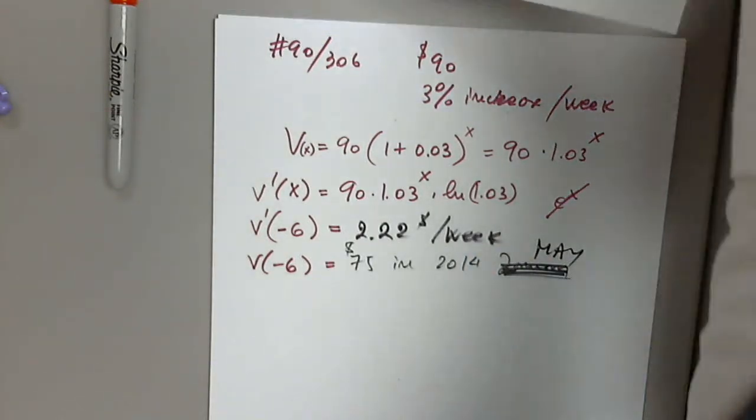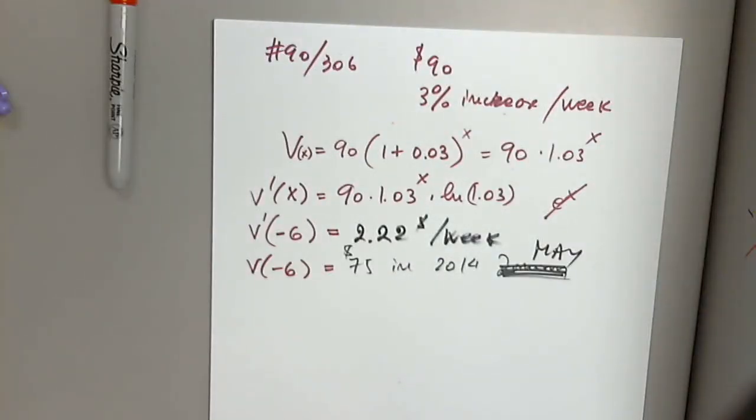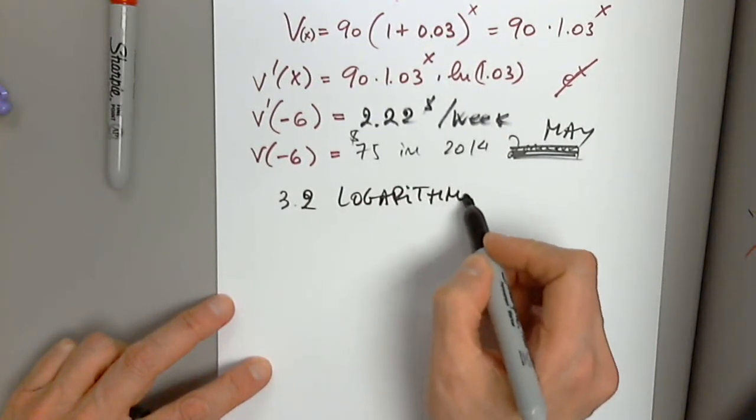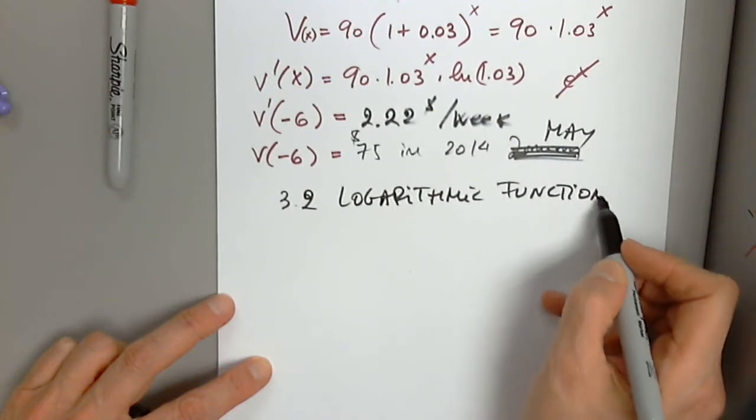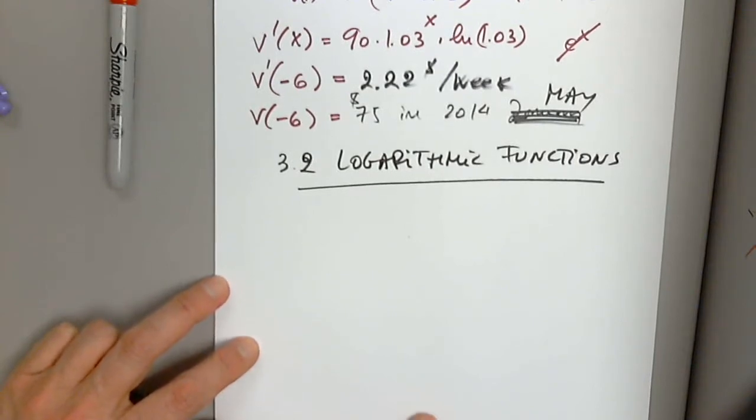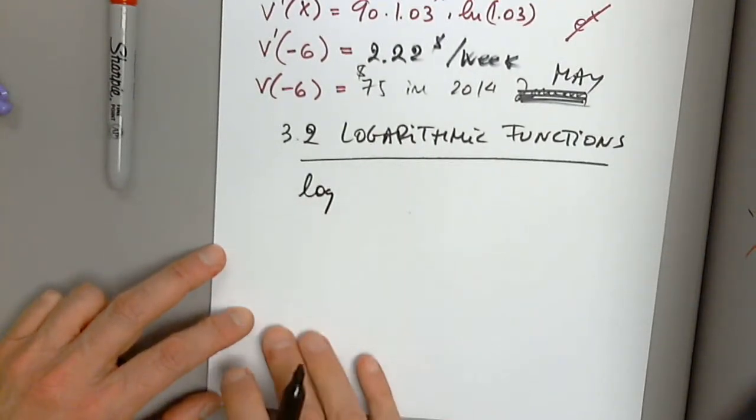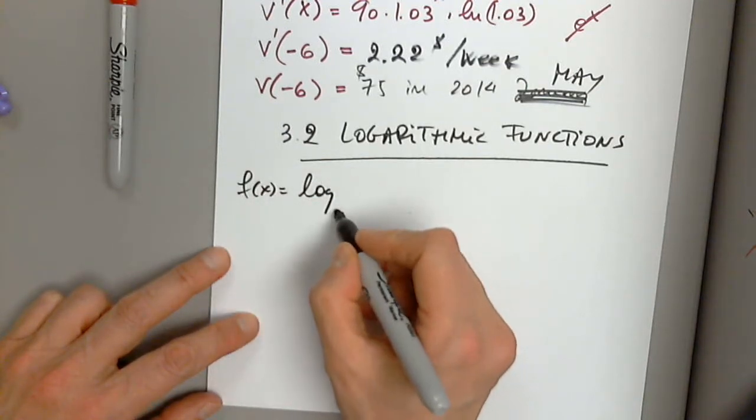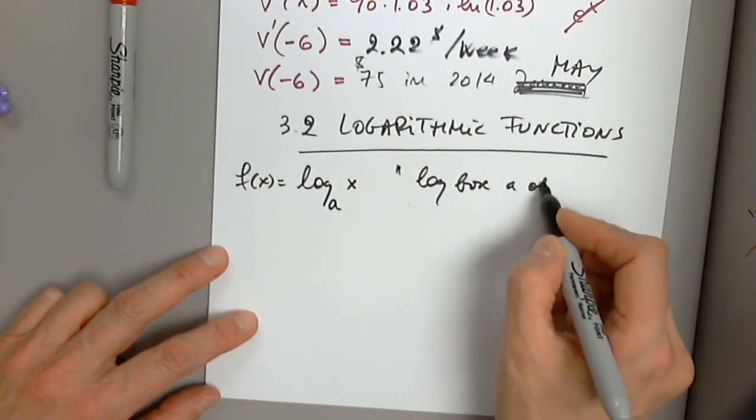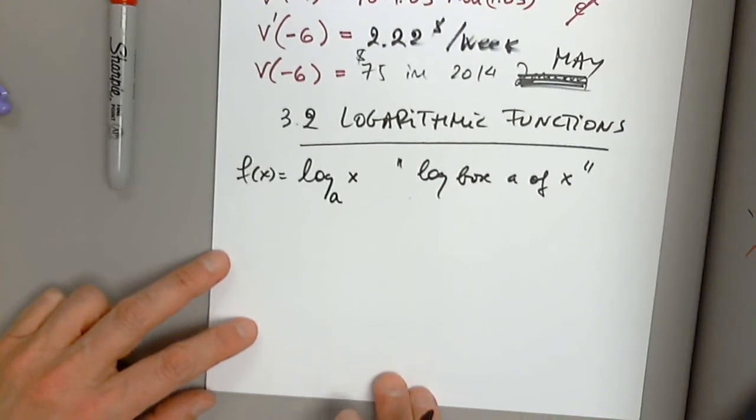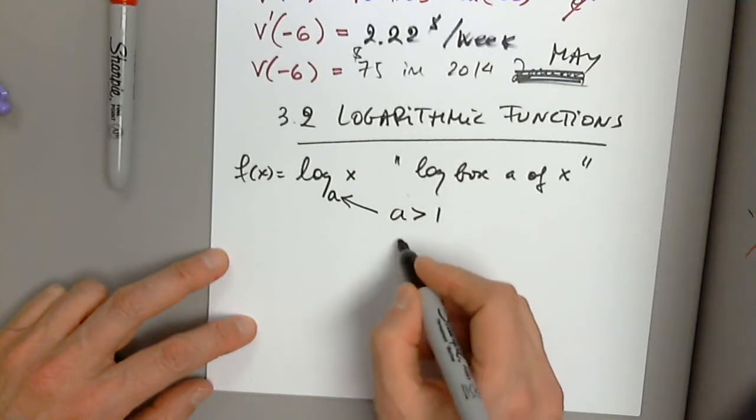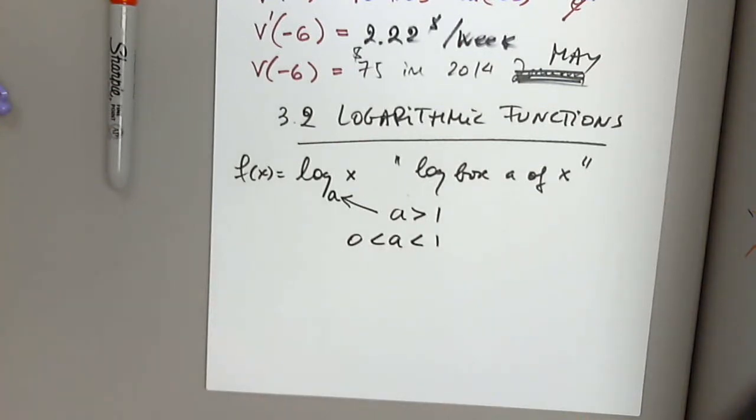Good. Section 3.2 talks about natural log and log functions. 3.2, logarithmic functions. Well, the log functions are inverse functions of the exponential. So log is the general notation, base a of x. So one more time, log base a of x. That's how we read it. Where the base has the same properties as before. It can either be greater than 1 or between 0 and 1. The same properties.